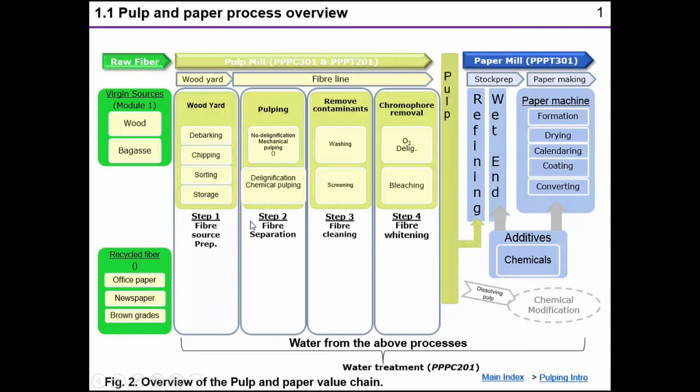Then the fiber separation stage. This is actually the heart of the process. It can be done either in a mechanical way or a chemical pulping way, and we will be looking at what the differences between those are. Obviously in chemical pulping we use chemicals and we use heat.